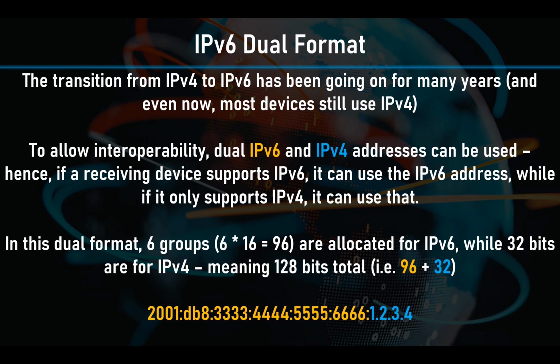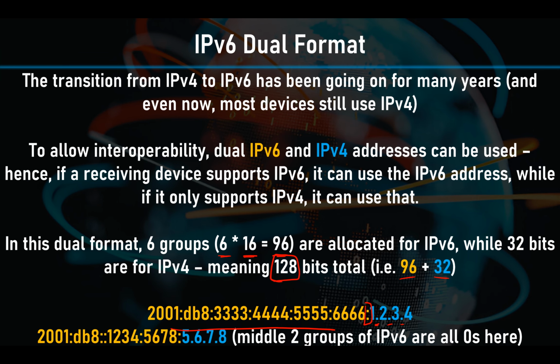So let's look at how this works. In this dual format, there are 6 groups, and since this is the IP version 6 part, each group is going to have 16 bits. So 6 times 16, that's 96 bits allocated for IP version 6, while 32 bits are IP version 4. That creates 128 bits in total, which is the size of an IP version 6 address. So the dual format is still the same size. Here we have the colon, but for the IP version 4 part, we just use the dot. And of course, for IP version 4 there are 4 groups of denary numbers from 0 to 255.